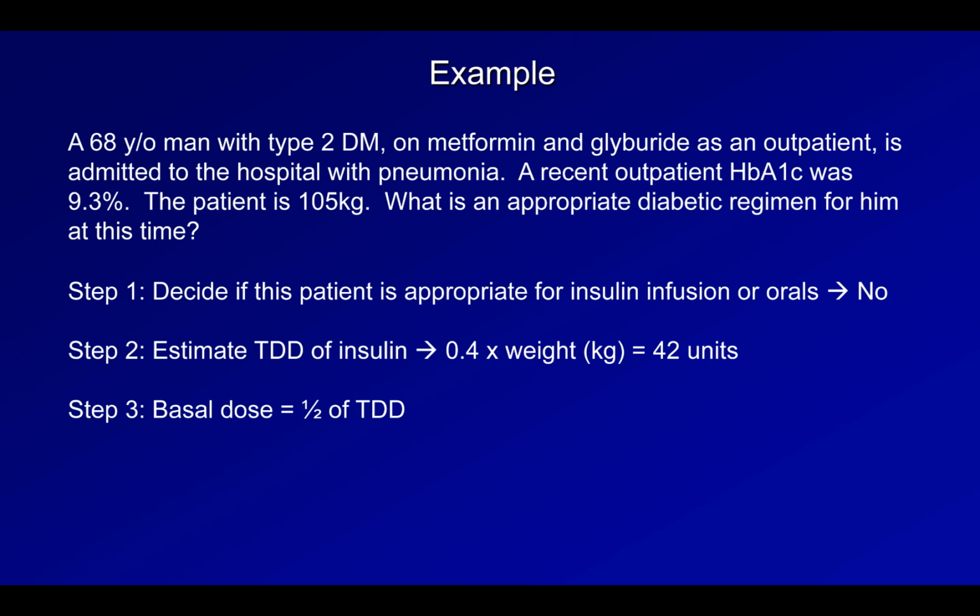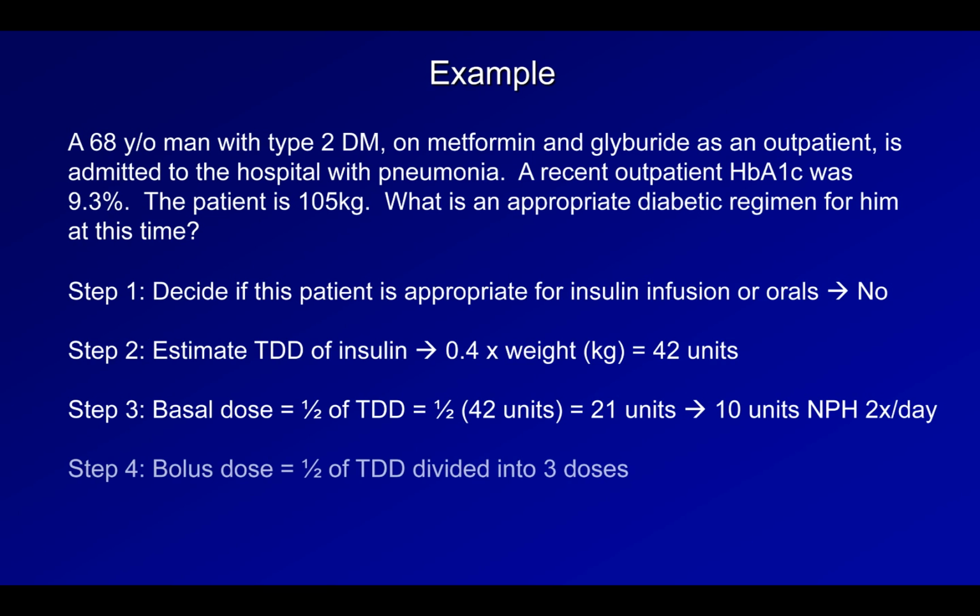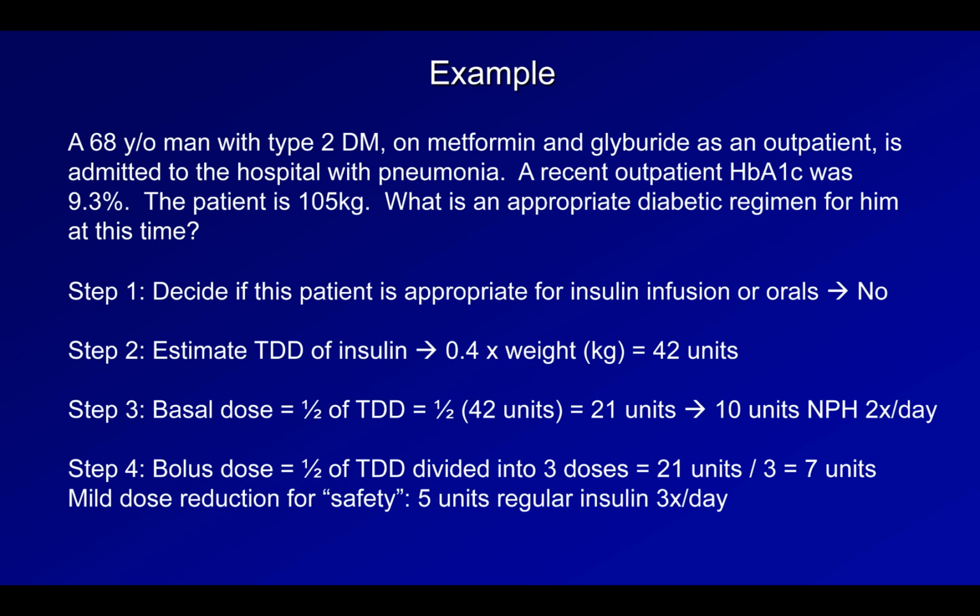Step 3. Calculate the basal dose as 1/2 the total daily dose, which is 21 units. This can be provided as 10 units NPH twice a day, or alternatively as 20 units glargine once a day, usually done at bedtime. Step 4. Calculate the bolus dose, also 21 units, which is then divided into 3 equal parts. Rounding down for convenience and safety, this becomes 5 units of regular insulin 3 times a day before meals.